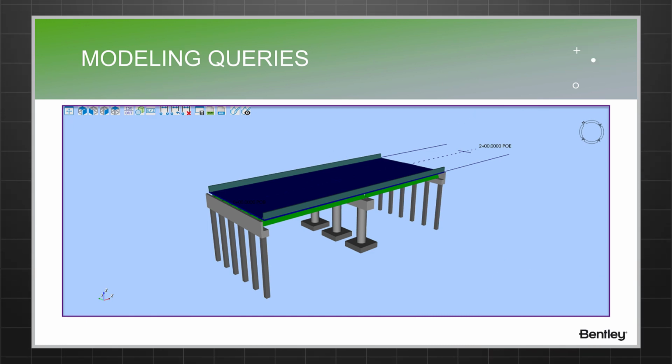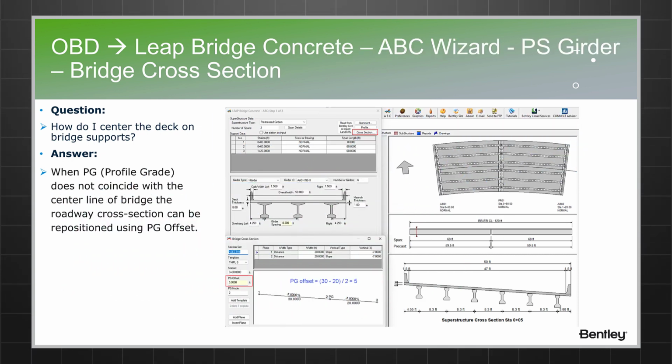In the next slide, we'll discuss the modeling queries, some of the common queries which were raised by our users over the years. How do I center the deck on the bridge support? Currently, if there is an offset between the deck and the bridge support, then when the profile grade does not coincide with the center line of the bridge, the roadway cross section, it can be repositioned using PG offset.